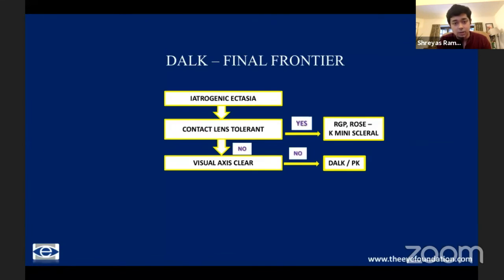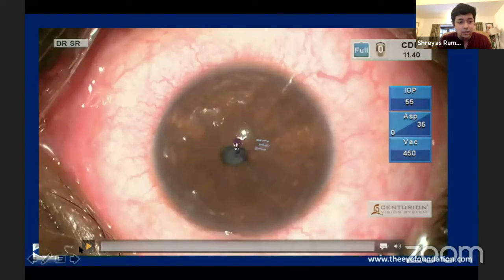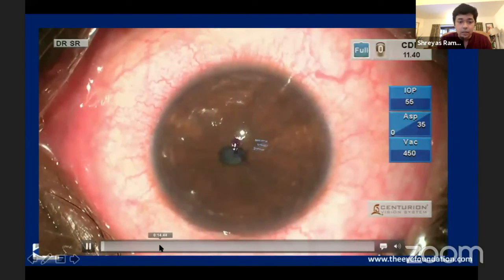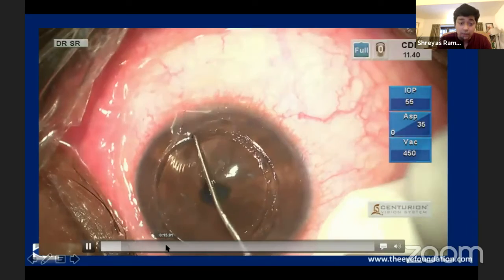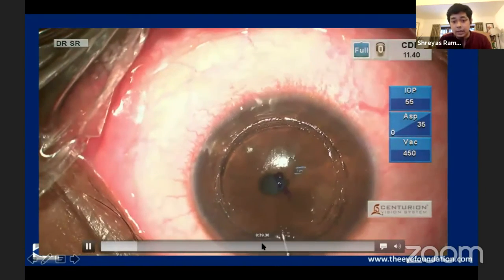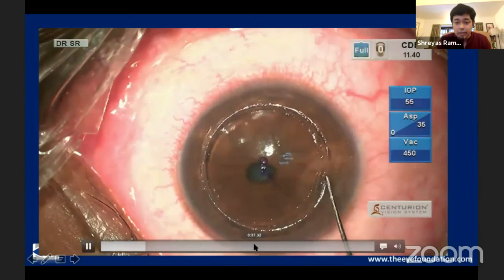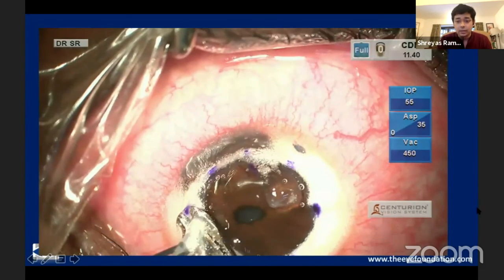Finally, DALK, of course, if the visual axis is not clear or the ectasia is very advanced, you could go ahead and do a DALK procedure. I'll not go into the details. Truth be told, fortunately, we haven't had a situation where we had to do a DALK for a patient with an iatrogenic ectasia. This is the patient with keratoconus. But having said that, if a need arises, we can do DALK even in these procedures and give excellent results.